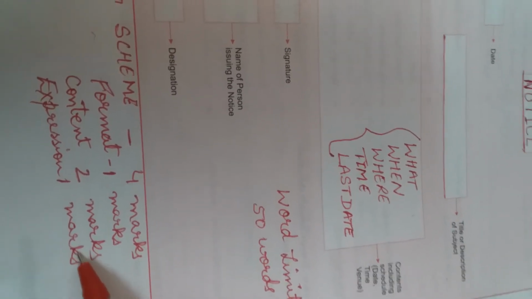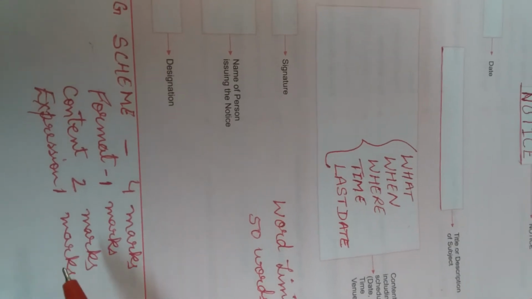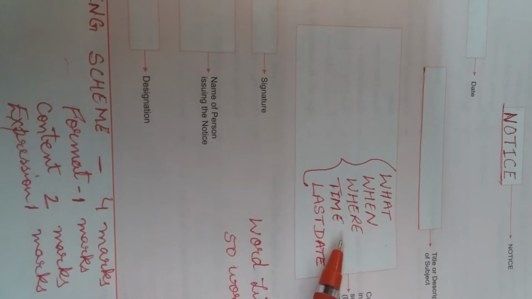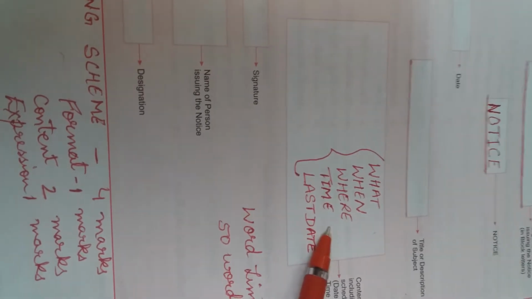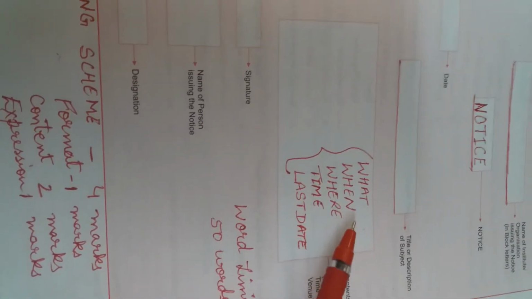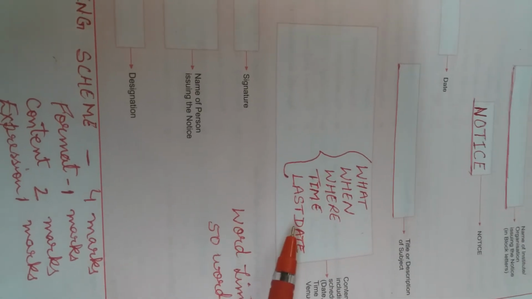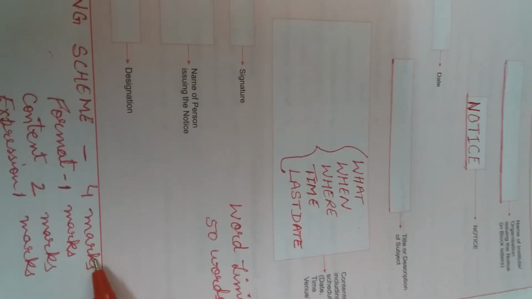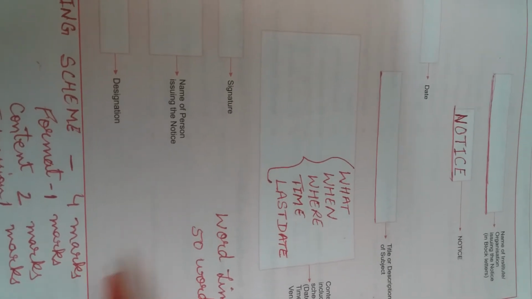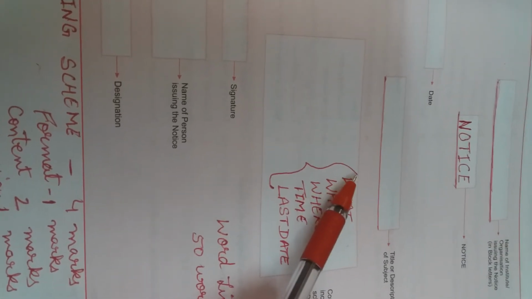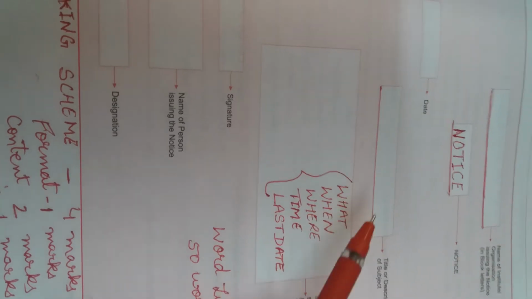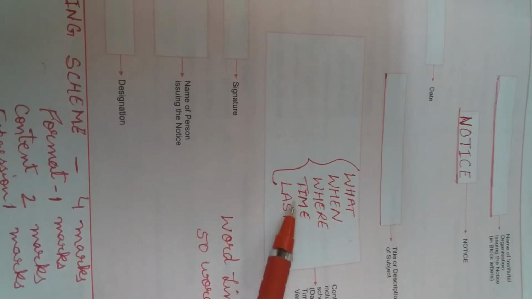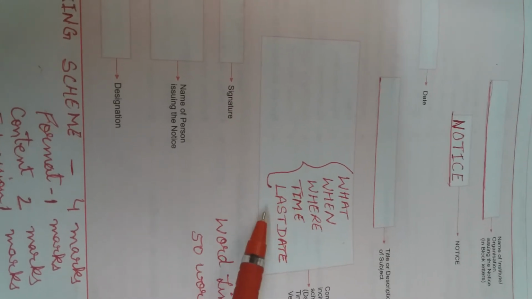Then 1 mark for expression. Now, expression here means the use of your grammar. If there is no grammatical mistake and you are writing in a coherent manner, then in this question you can score full marks, that is 4 marks. Now, the opening line of the notice is also very important. We don't use first person or second person in a notice, whatever type of it is.